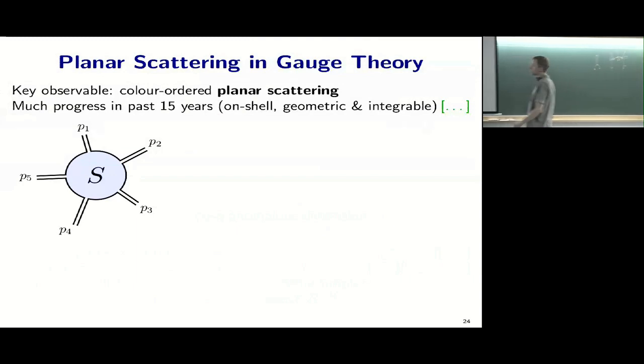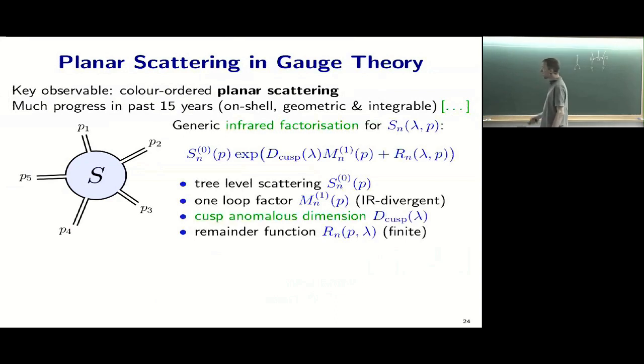And a lot of progress has been made in the last 15 years in computing such scattering amplitudes, in terms of on-shell quantities, on-shell methods, geometric methods, and also in terms of integrability. Now, for such scattering amplitudes, you do have infrared divergences. These infrared divergences originate from the presence of massless particles. In fact, all particles here are massless, and that's why this whole concept of an S matrix is a bit shaky. But once you regularize the theory, you can compute the S matrix, and you do get infrared divergences.